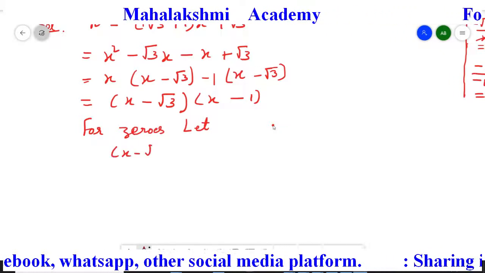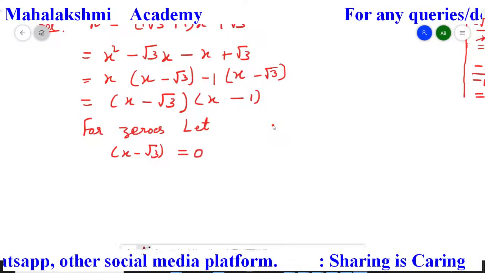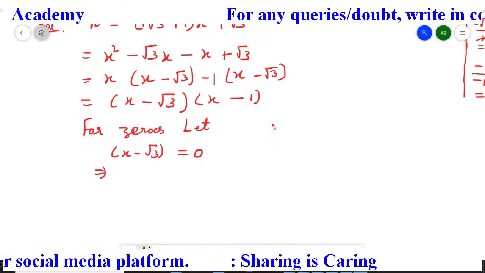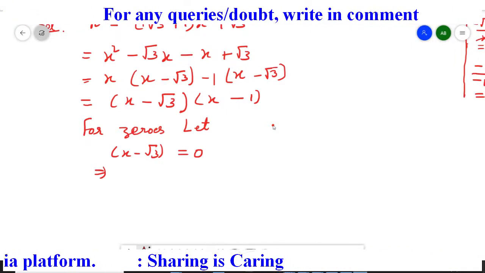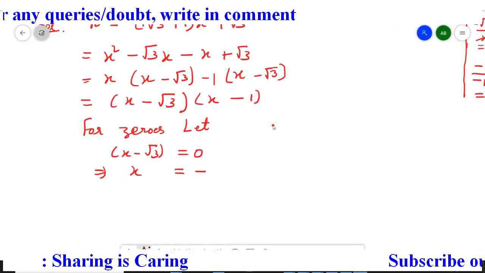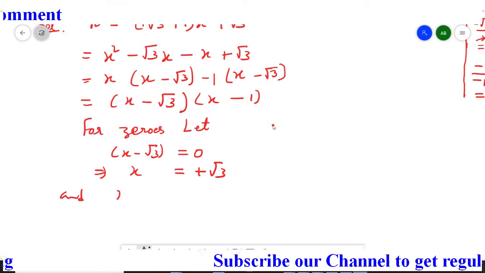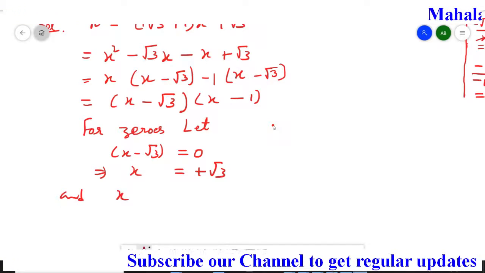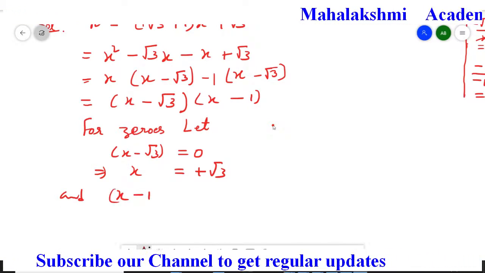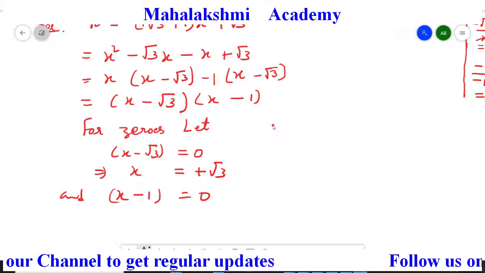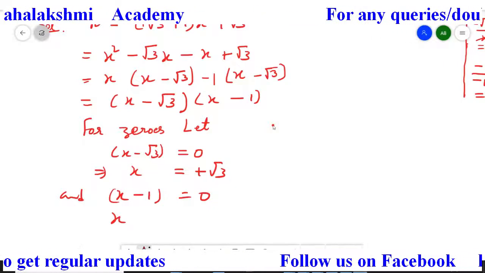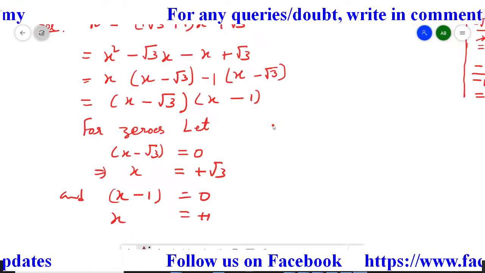x minus root 3 equal to 0. This minus root 3 will go to the other side, so you will get x is equal to plus root 3. And the second bracket is x minus 1. So keep this x minus 1 bracket equal to 0. This minus 1 will go there, so you will get plus 1.